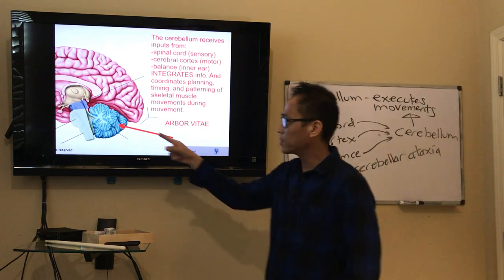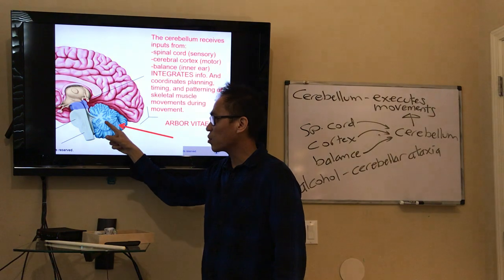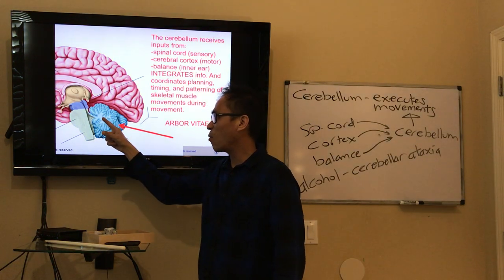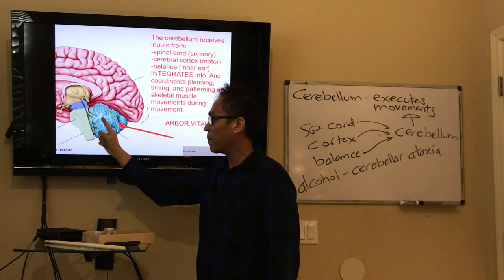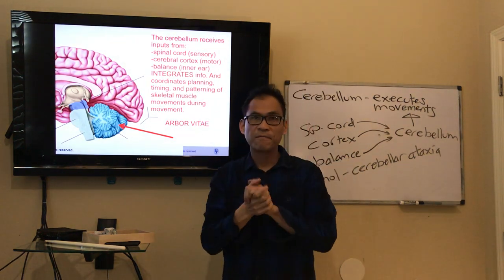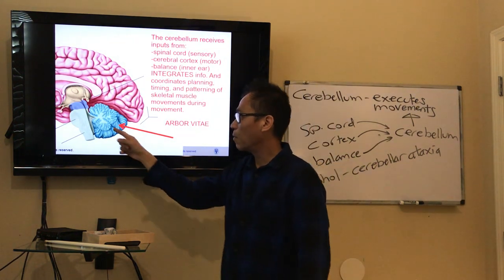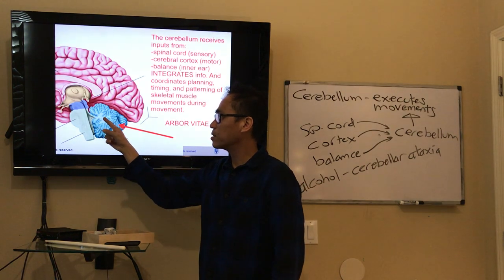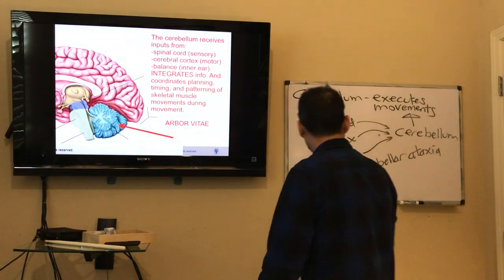So there's a lot of white matter inside there, and it looks like a tree. So one anatomy thing I want you to know, when you cut the cerebellum open, note the arbor vitae, it means tree of life. Okay, it just describes the white matter, its appearance inside the cerebellum.